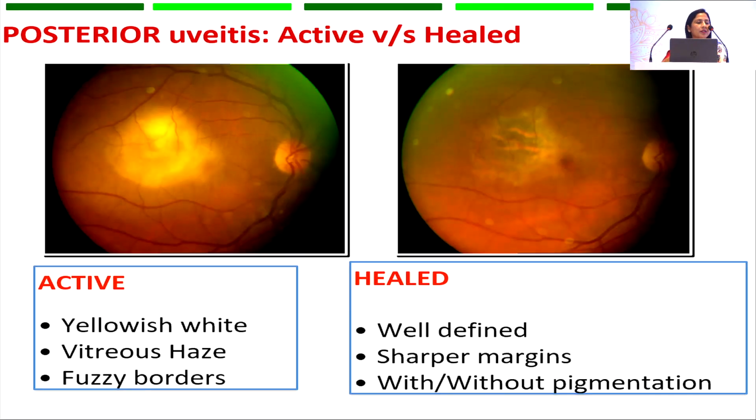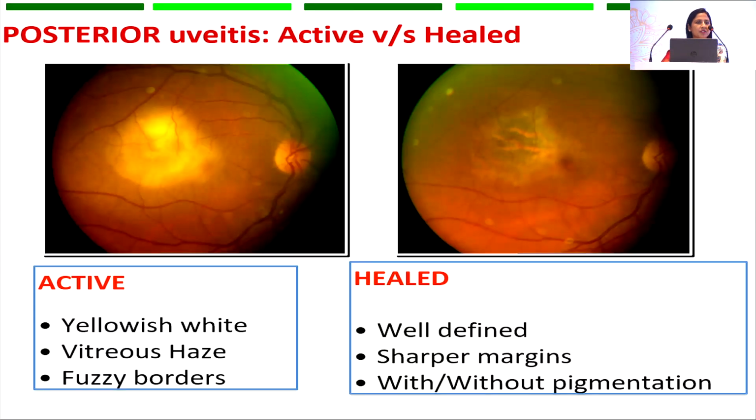So when you're looking at a patient and you see something there, that's the word, there is something, you need to know whether that something is active or healed. That is the first thing that you should aim for. Any active lesion would have a yellowish white border, and vitreous haze may be associated with it, with fuzziness of the borders. While if it is healed, the margins get sharp, and there may or may not be a pigmentation.